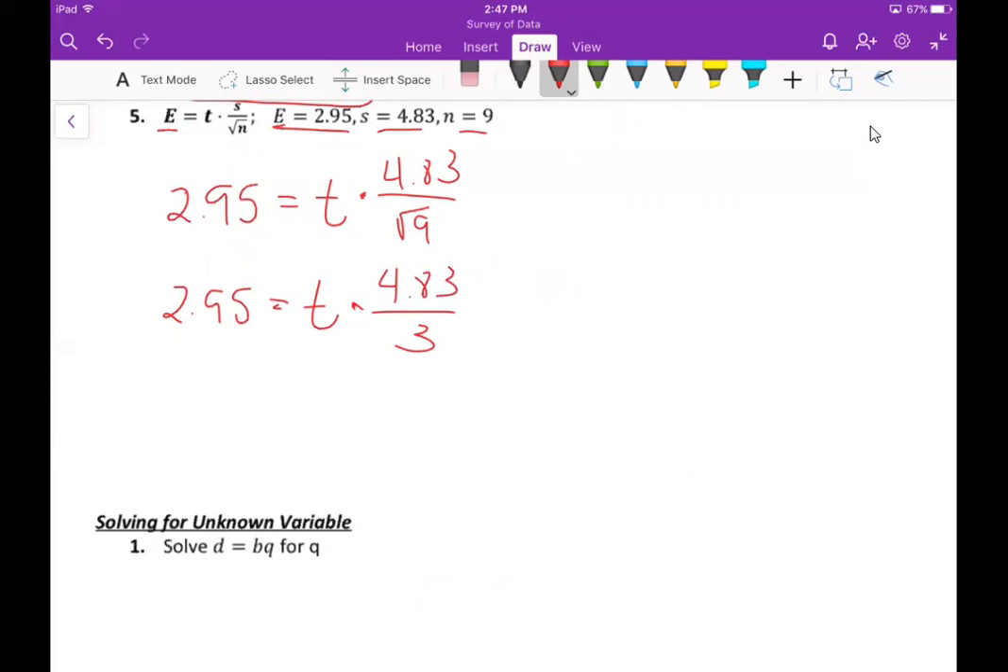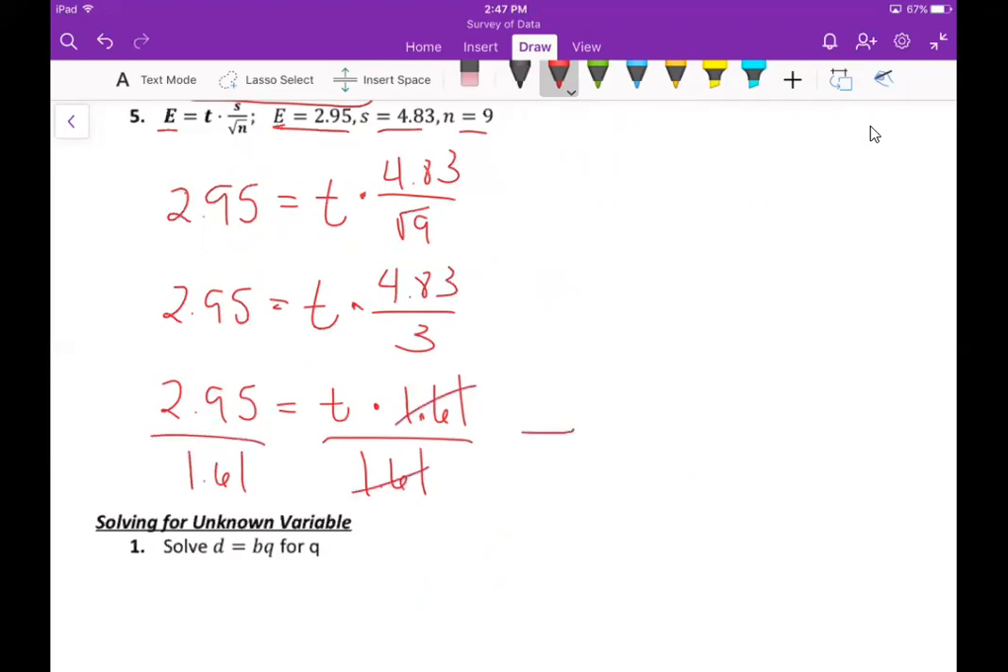4.83, I can divide that by 3 to get a simpler number here. I can simplify on my right-hand side still. 4.83 divided by 3 means T is actually being multiplied by 1.61. At this point is when I can divide by 1.61. T is being multiplied, so when I divide by it, T will be alone. 2.95 divided by 1.61 is a decimal that goes on for a long time.